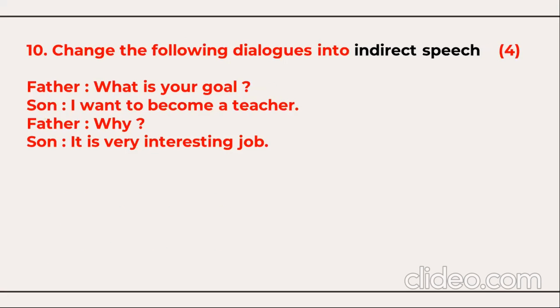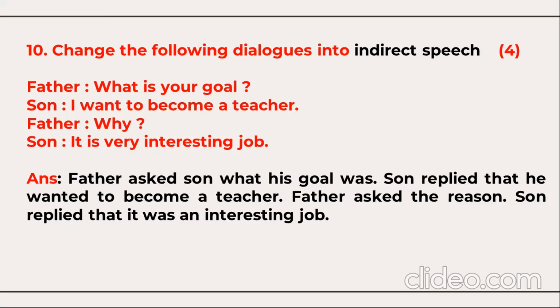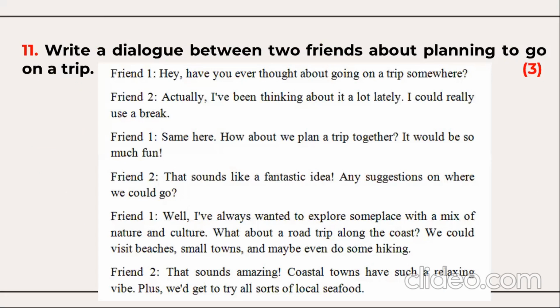Next, direct indirect speech. Father, what's your goal? Son, I want to become a teacher. Father, why? It's a very interesting job. Now convert into indirect speech. Father asked son what his goal was. Son replied that he wanted to become a teacher. Father asked the reason. Son replied that it was an interesting job. So reported speech for 4 marks.